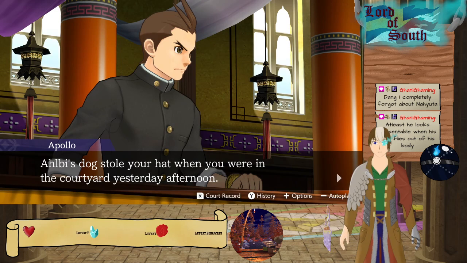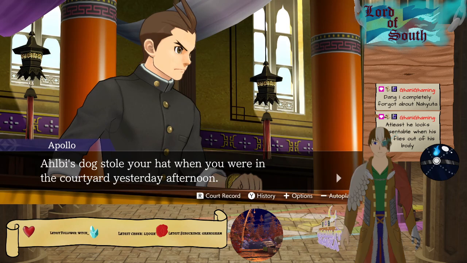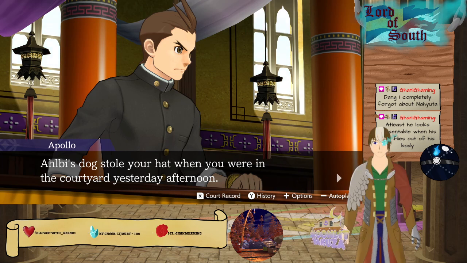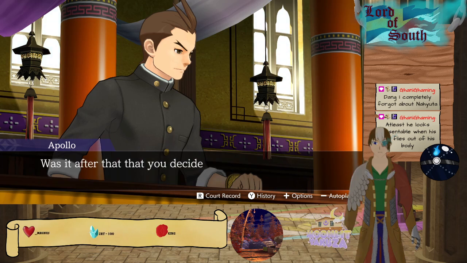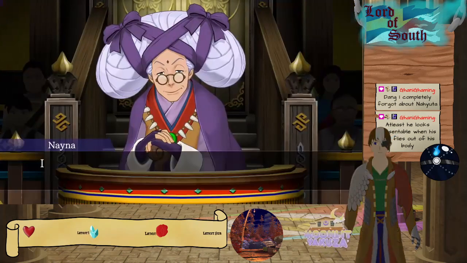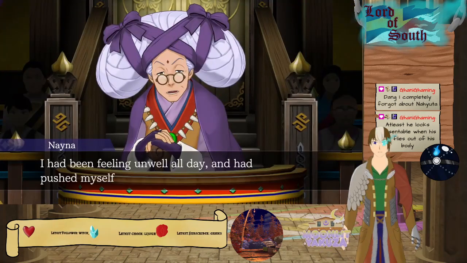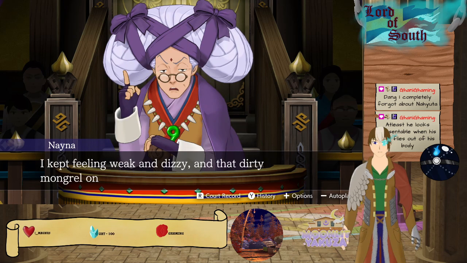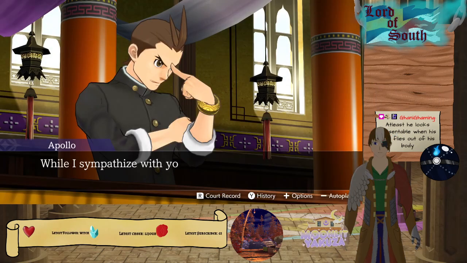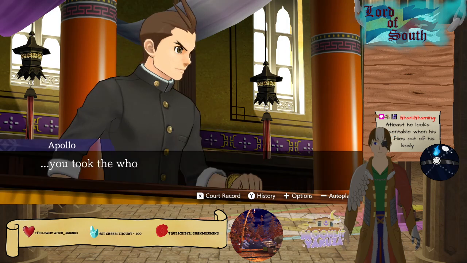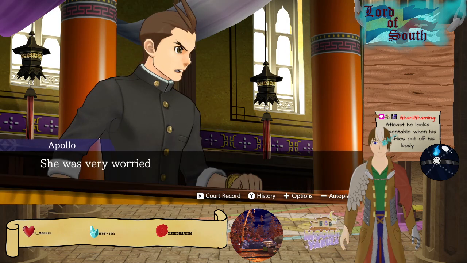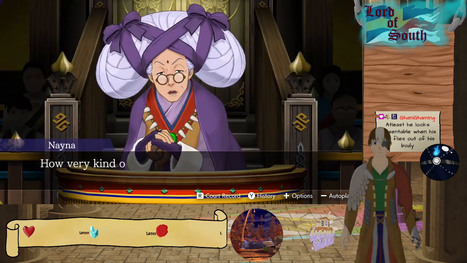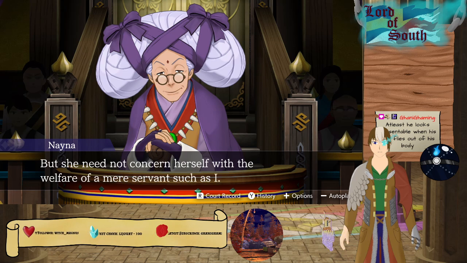At least he looks presentable when his soul flies out of his body. Yeah, it really does. Albie's dog stole your hat when you were in the courtyard yesterday afternoon. Was it after that you decided to take a rest? I had been feeling unwell all day and had pushed myself too hard. I kept feeling weak and dizzy, and that dirty mongrel only served to worsen my condition. Well, I sympathize with you, Nina. You took the whole day off without informing Princess Rifle. She was very worried about you, you know. Oh, how very kind of her benevolence. But she need not concern herself with the welfare of a mere servant such as I.